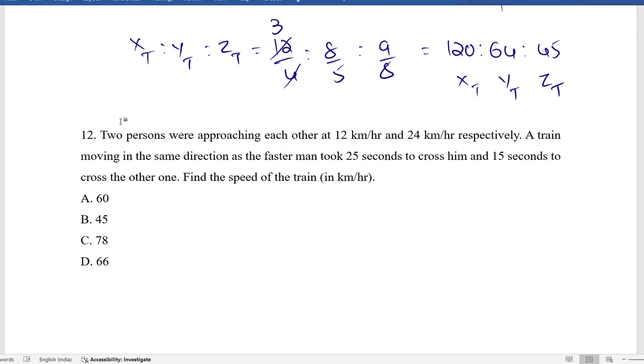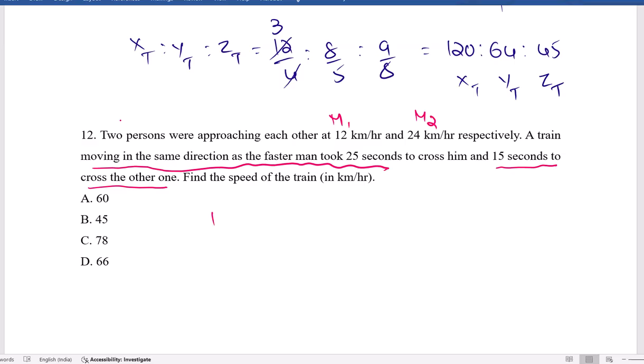This question is regarding time and distance. They're traveling in the same direction. A train moving in the same direction as the faster man takes 25 seconds to cross him and 15 seconds to cross the other one. So two persons were approaching each other at 12 km per hour and 24 km per hour. This is first person speed, this is second person speed. Train crossed the faster man in 25 seconds.